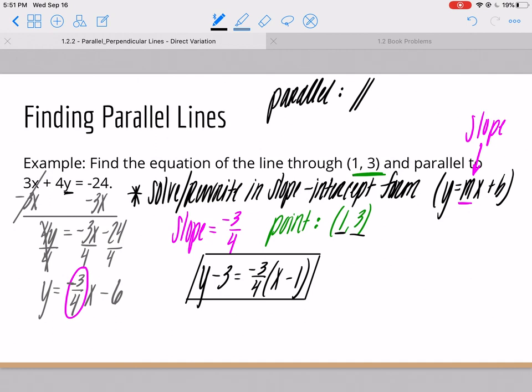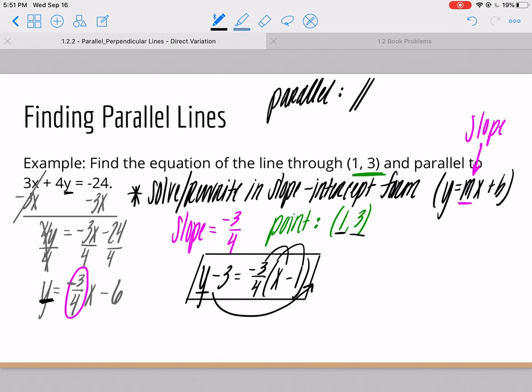And then you're done. Now, if it did ask you to find this in slope-intercept form, you can set it up the same way. And then just like we did over here, where we got this equation in slope-intercept form, you'd have to do the same. You'd have to distribute that slope and then add the 3 to the other side, get y by itself, and that's how you would go about that.